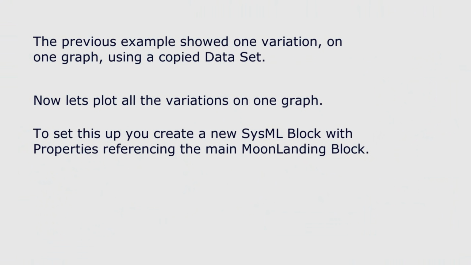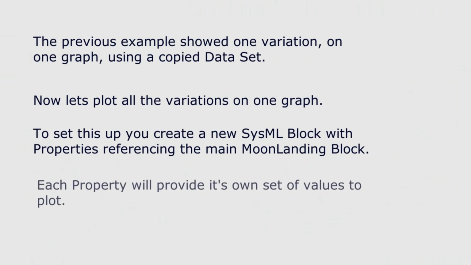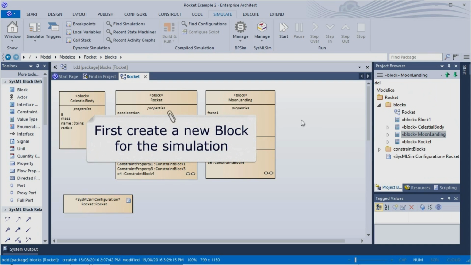So to set this up, you can create a new SysML block with the properties referencing the main moon landing block. Each property will provide its own set of values to plot, and then you can put them all on the one chart so you can compare and contrast.